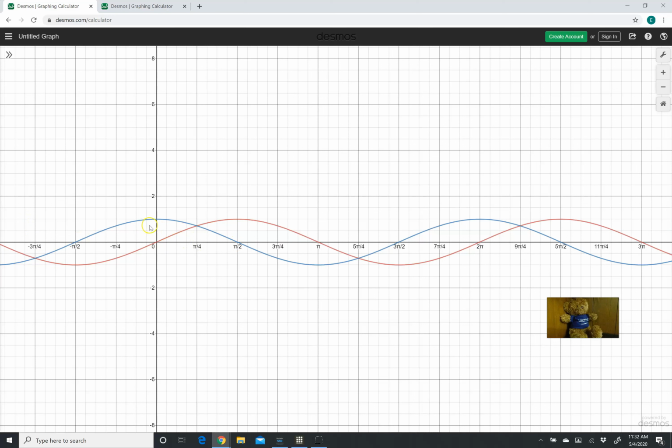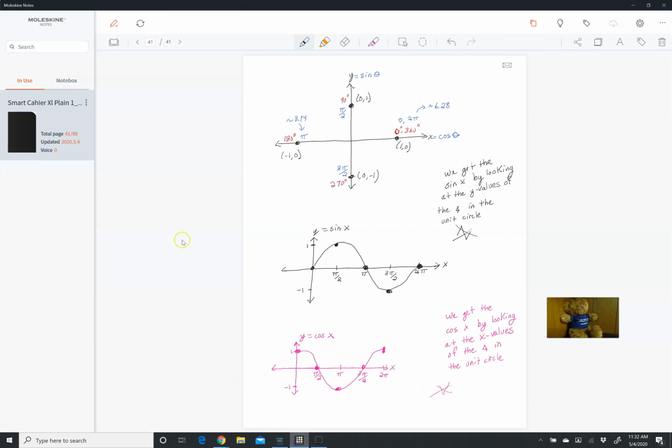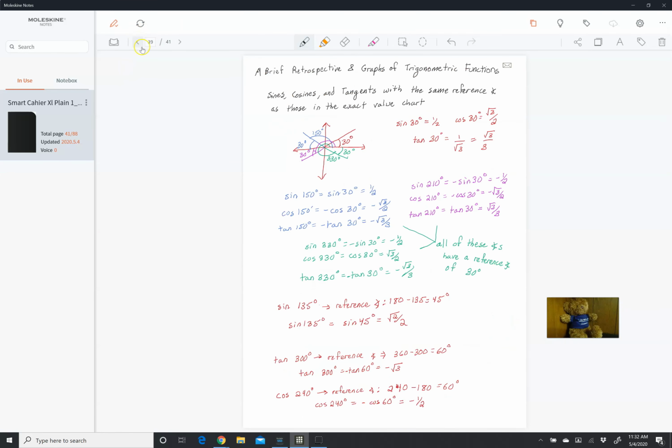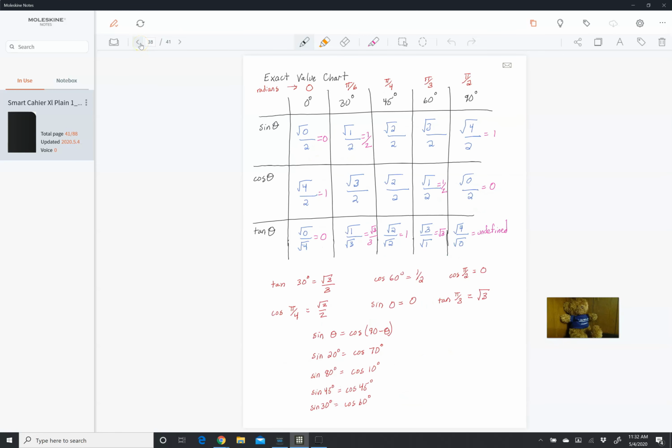Okay, we're taking a graph and we're moving it pi over 2 to the right or to the left, which makes sense. We said in the last lecture, okay, let's go back a few pages, that the sine of an angle is equal to the cosine of its complement because the opposite and the adjacent switch in a right triangle. So the sine of an angle is equal to the cosine of its complement.